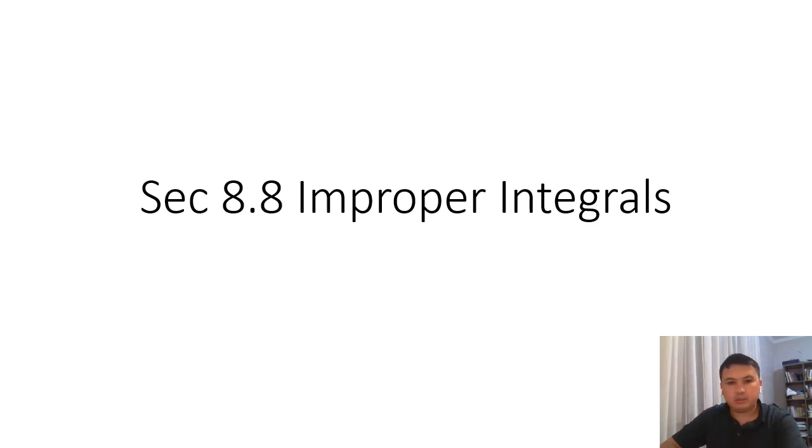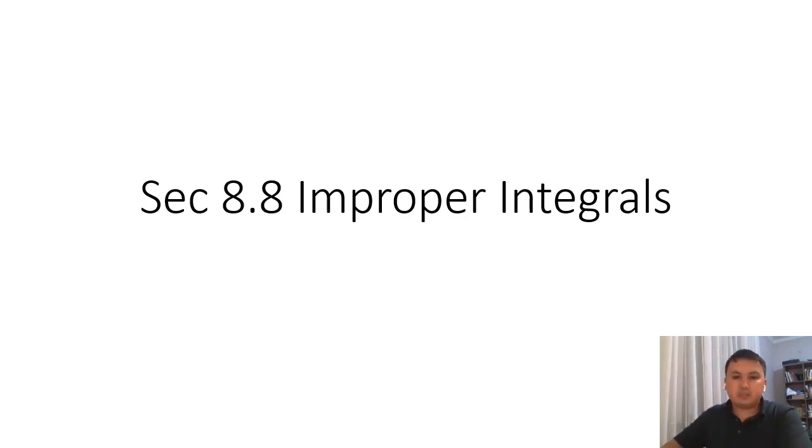Alright, today we'll discuss section 8.8, which is about improper integrals. So how is it different from the other integrals we saw? Well, in other integrals, we had a nice, continuous function on a closed bounded interval [a, b], and then we discussed Riemann sum approximation, how to evaluate, and so on.